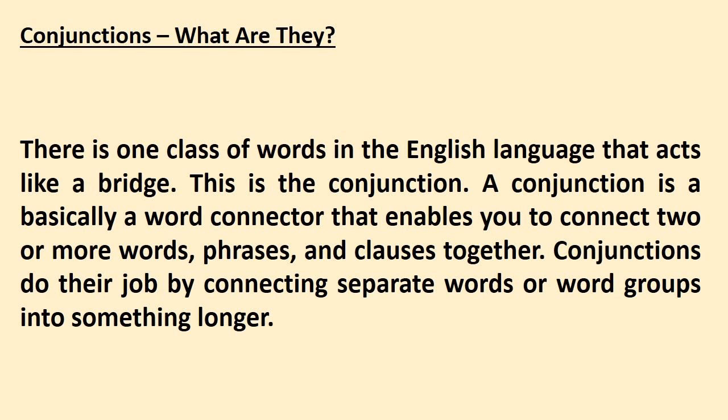Conjunctions. What are they? There is one class of words in the English language that acts like a bridge. This is the conjunction. A conjunction is basically a word connector that enables you to connect two or more words, phrases, and clauses together. Conjunctions do their job by connecting separate words or word groups into something longer.